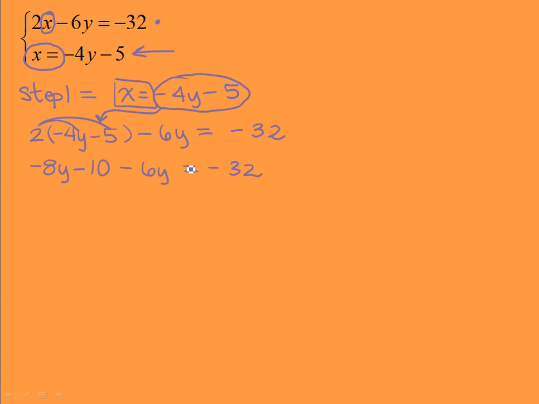Okay, now we're just solving like a normal equation. We have negative 6y and negative 8y, so that's a total of negative 14y. Carry down the negative 10 and the negative 32. I'm going to add 10 to both sides. And then my last step is to divide by negative 14.